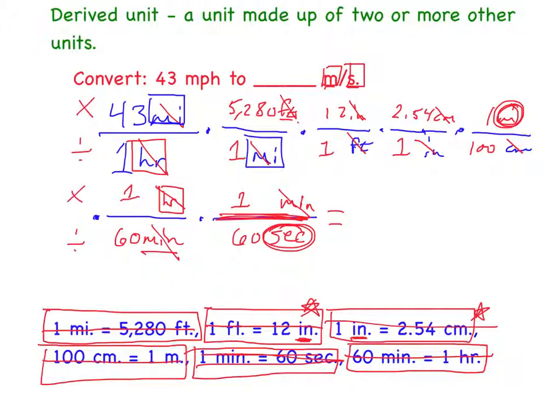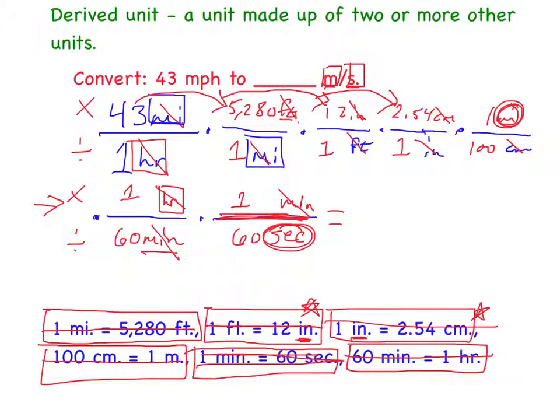Now notice I ran out of room lengthwise, so I kind of had to make a secondary little thing here. So we're going to say 43 times 5,280 in your calculator and hit the equal sign or the enter button. Then multiply that number by 12 and hit the equals button. Then multiply that by 2.54. And then the rest of the stuff on top is ones, even down here in our secondary area. So we can just ignore that.